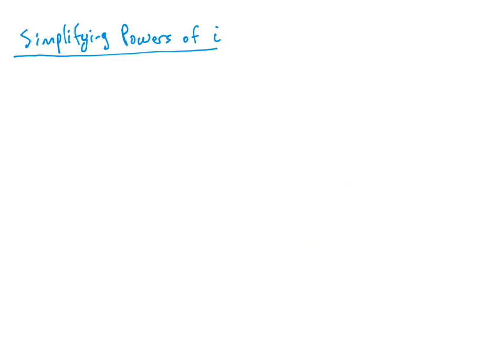Alright, lastly we want to see how we can simplify different powers of i. So if I have i to the first, i to the second, i to the third, i to the fourth, and so on, how do we simplify these? Okay, so i to the first, well that's just i. i squared we already saw is negative 1.